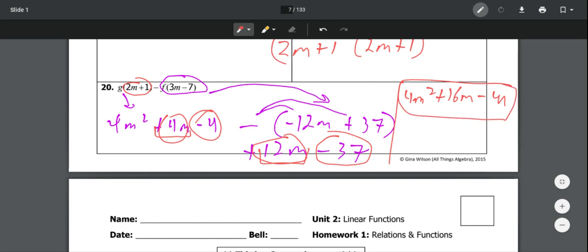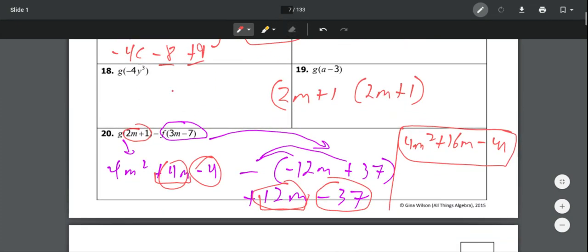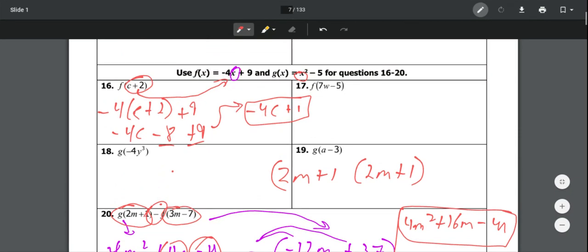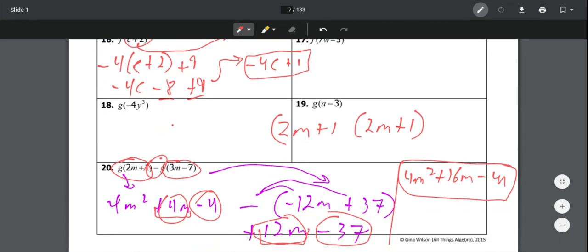And that's a little bit longer of a problem, but that's how you set it up. All you've got to do is make sure that you solve for this first. So find out what that g of whatever that value is, then the f part or the second part, and then just subtract those answers. And we'll work more examples of this in class, but that will be it for this part 2 video.